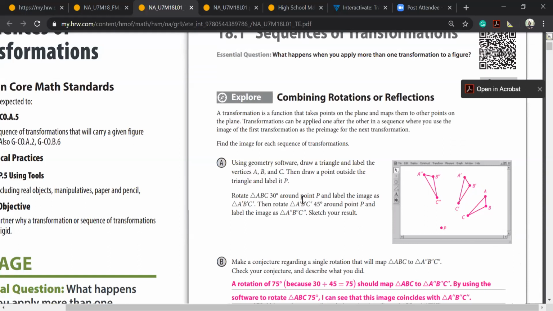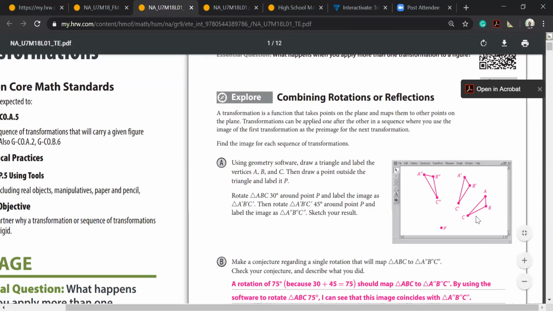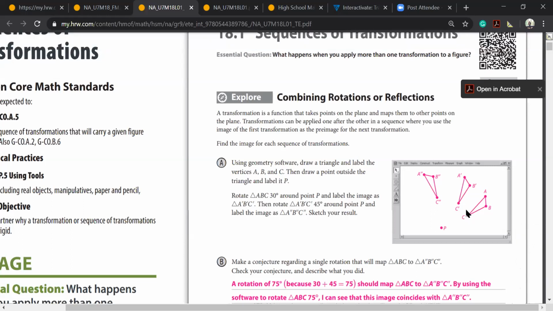Take care, a very, very important mistake that a lot of the students fall into. When you are talking about sequence, sequence doesn't mean that every time you are doing the transformation on the original one. No. Sequence means each new transformation is on the new image. The first transformation happened on ABC. The second transformation will happen on A prime, B prime, C prime. The third transformation will happen on this, and so on.